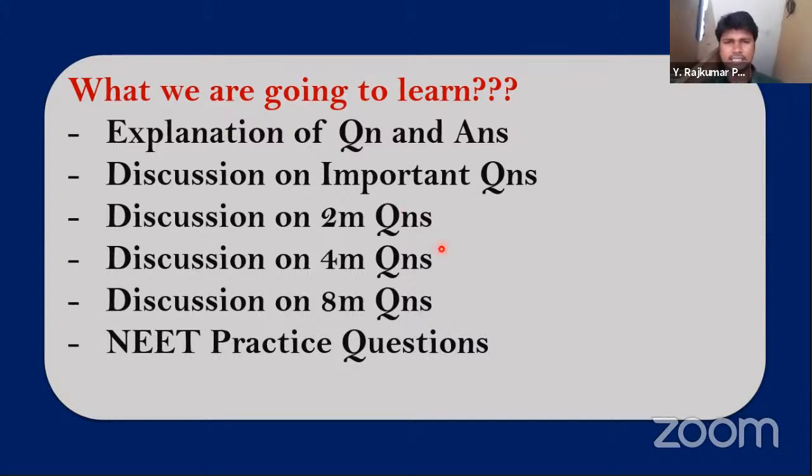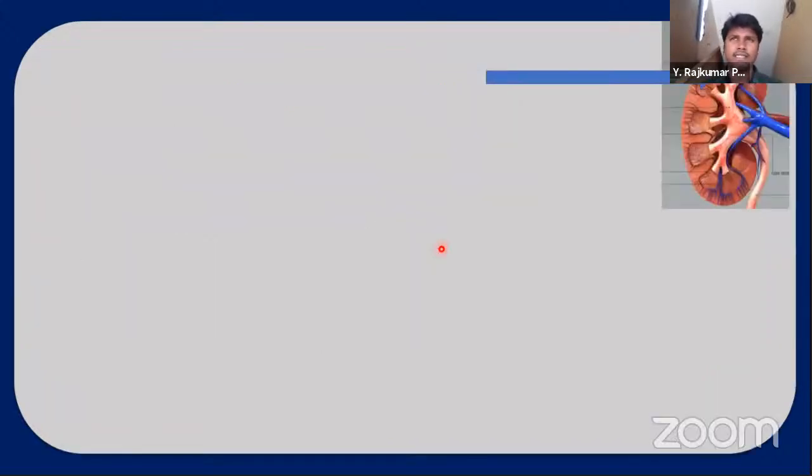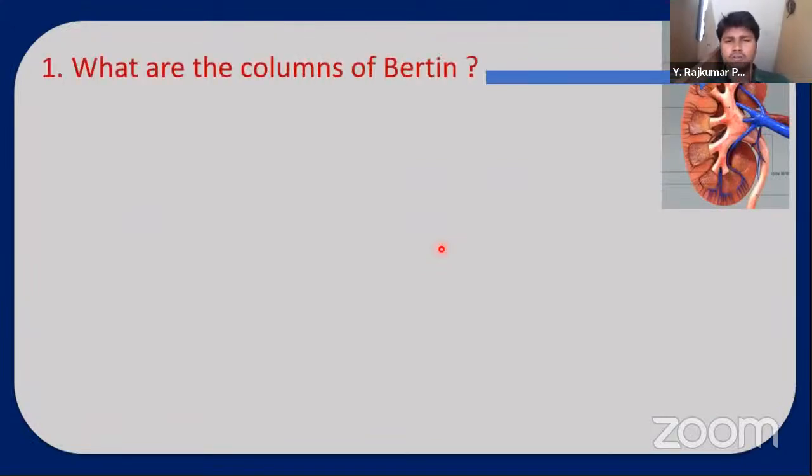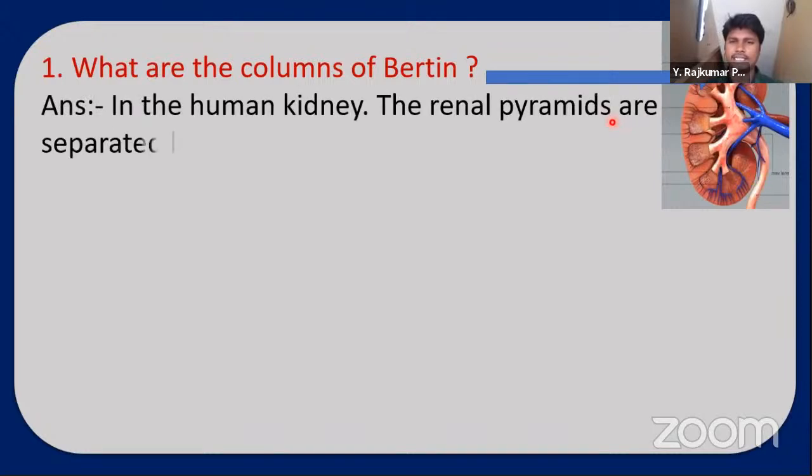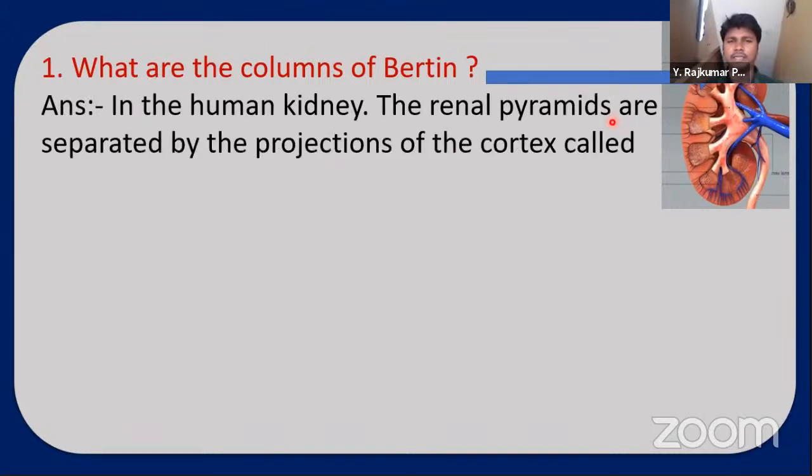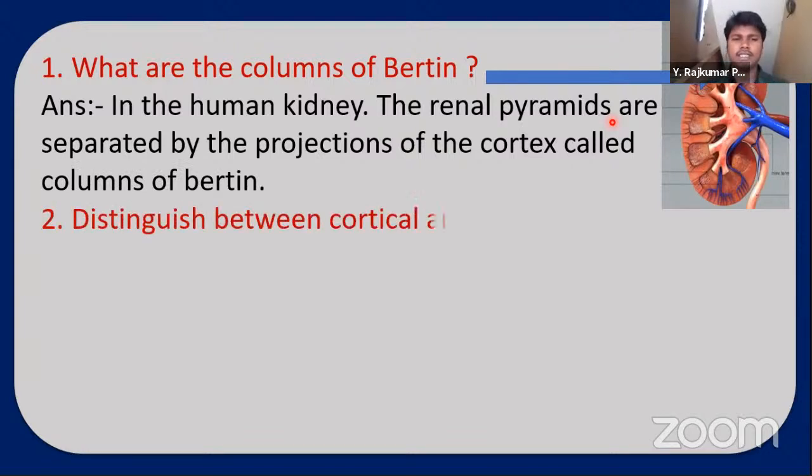Okay, let's get into the concepts. Let's see the first question, that is for 2 marks. What is the column of Bertin? Column of Bertin, where does it exist? Here in the picture, it is already shown between the 2 renal pyramids. There is a structure which is dividing the 2 renal pyramids. That's called column of Bertin. See the answer. In the human kidney, the renal pyramids are separated by the projection of the cortex called the column of Bertin.